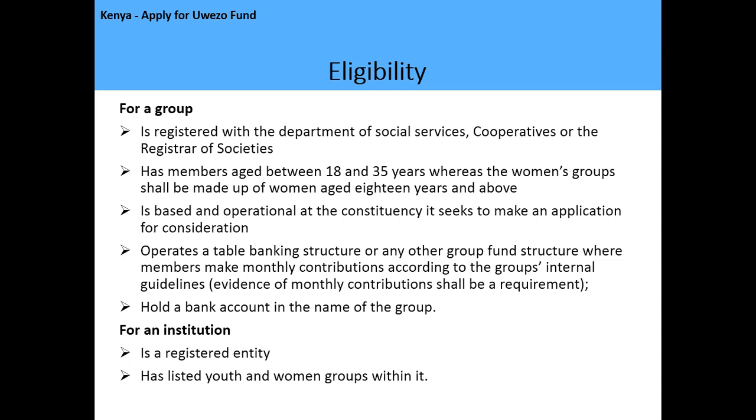Also, the group needs to be operating a table banking structure or any other group fund structure where members make monthly contributions according to the group's internal guidelines. Evidence of the monthly contributions shall be a requirement. Also, a group needs to be holding a bank account in the name of the group. For institutions, the eligibility criteria is as follows. The institution needs to be a registered entity and has listed youth and women groups in it.